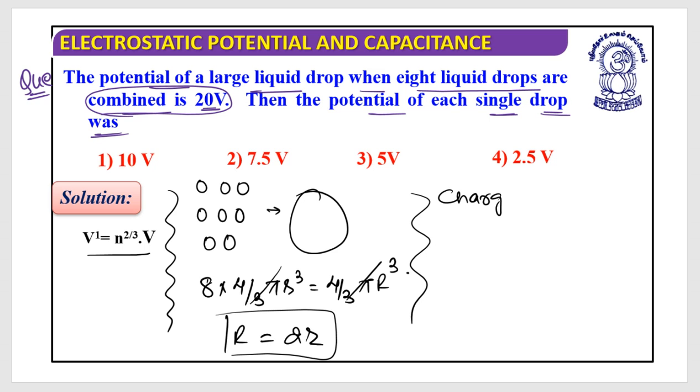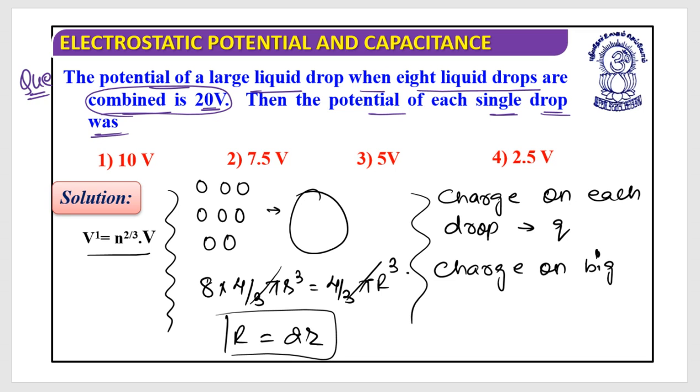Let's suppose that the charge on each drop is q. So the charge on the bigger drop should be 8 into q, that is n into q times. I hope this was clear.